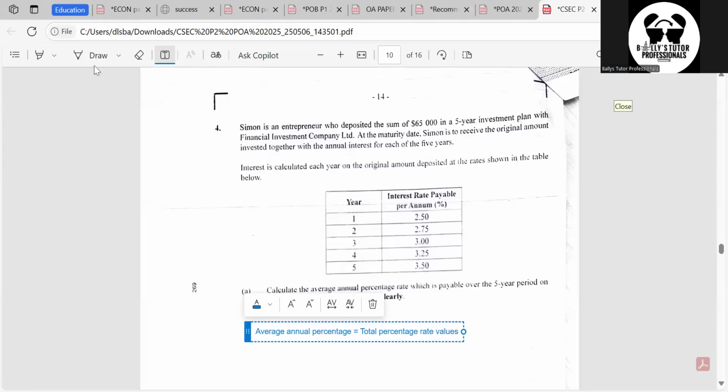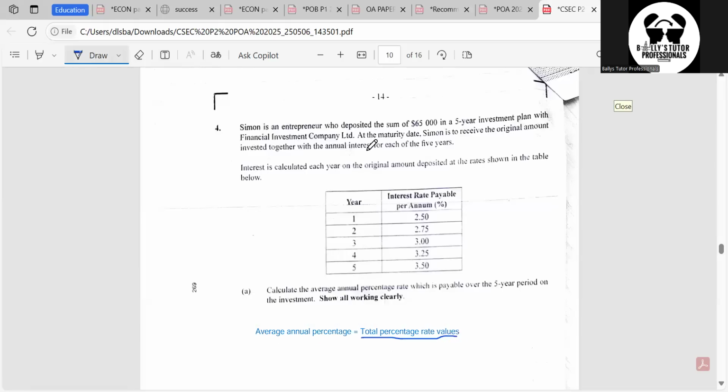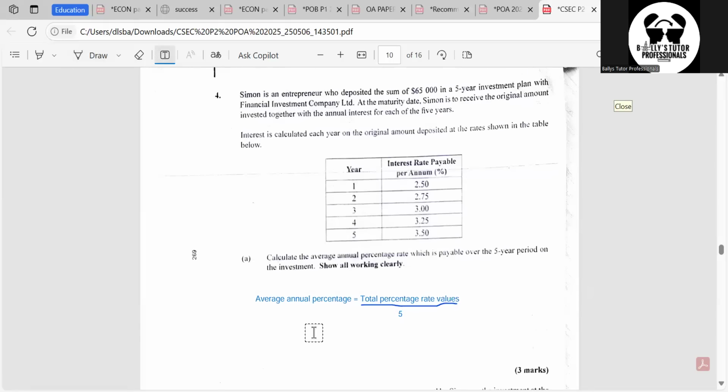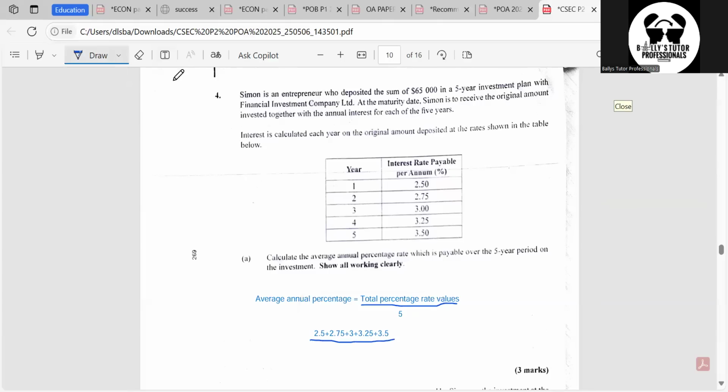Divided by the number of percentages, right? In this case, it's 5 different percentages, 1, 2, 3, 4, 5. So divided by 5. So it will be 2.5 plus 2.75 plus 3 plus 3.25 plus 3.5 divided by 5, and this would give you 3. And that was 3 marks. Hey, the answer is 3% and you get 3 marks. Coincidence?